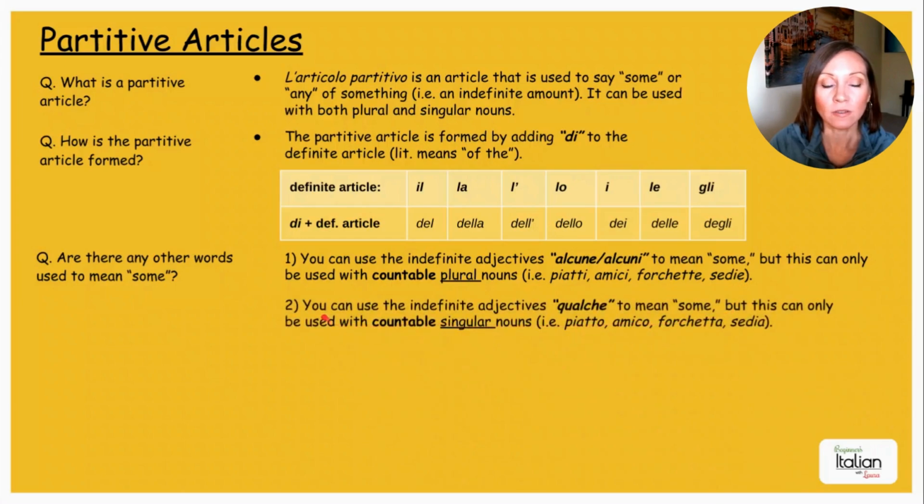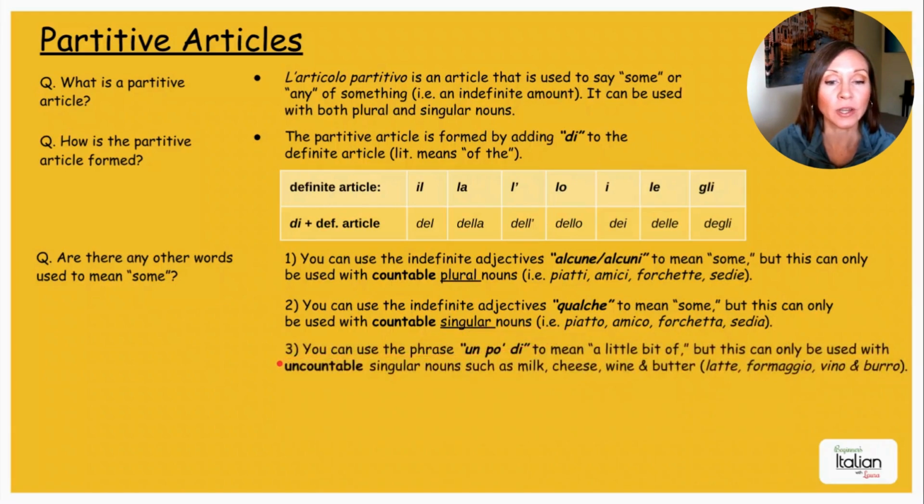Okay, or number 2, you can use the indefinite adjective qualche to mean some, but this can only be used with countable singular nouns. Okay, so instead of piatti, we have piatto, just one plate. Instead of amici, we have amico, one friend, forchetta, one fork, and sedia, one chair. Okay, so it's countable singular nouns.